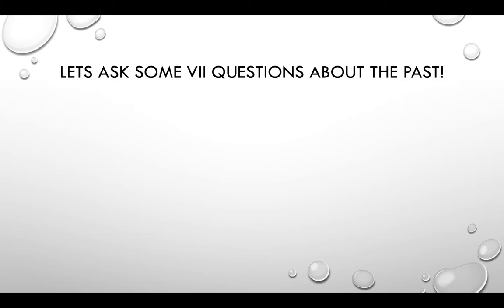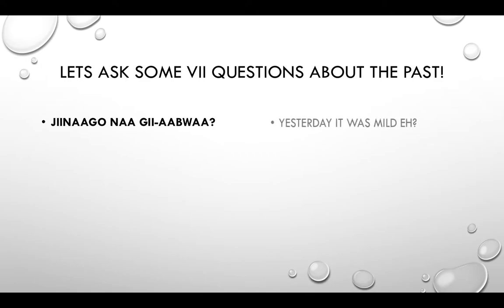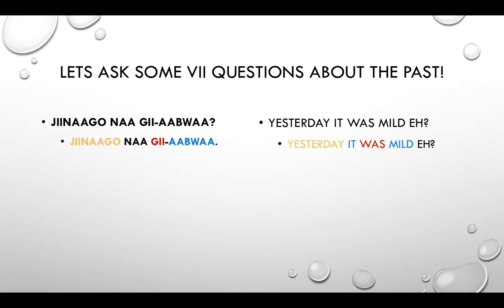Let's ask some VII questions about the past. So we got na in this first one. So Jinago na giabo. Yesterday it was mild, eh? So that's where that Canadian a comes in. So again, we can just see how it affects our translation here.